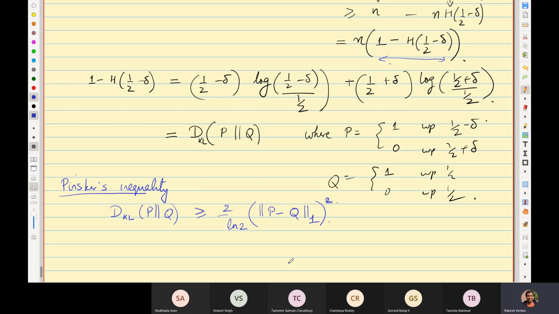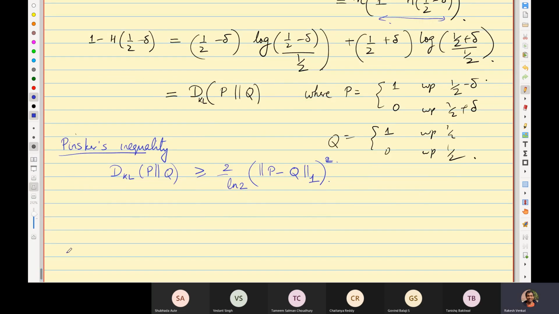Okay, so what is this inequality stating? It's just a simple bound on something that is complicated and involves logs, to something that is just an L1 norm. So this is the L1 norm between the vectors P and Q, if you view the distributions as vectors, in this case they have support 2. And this is the KL divergence quantity.